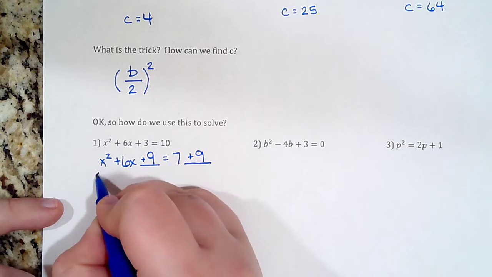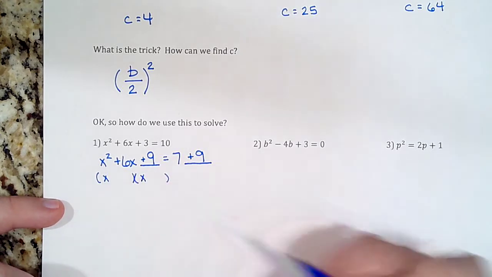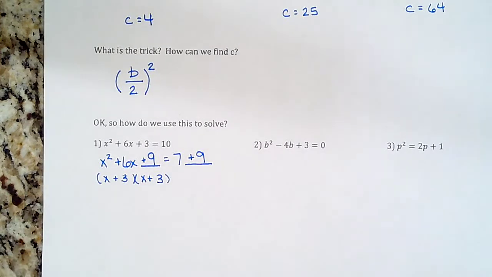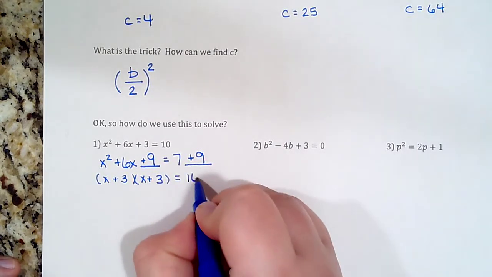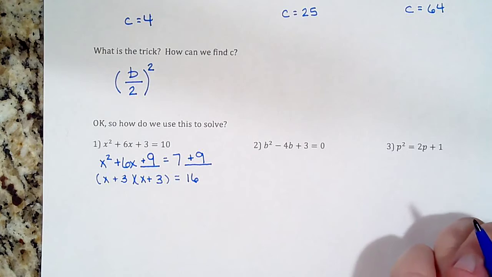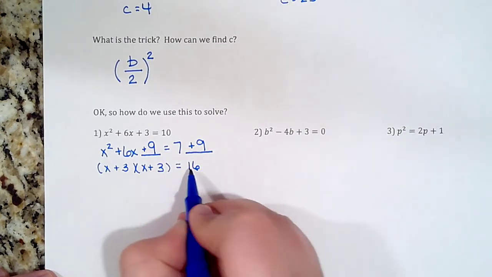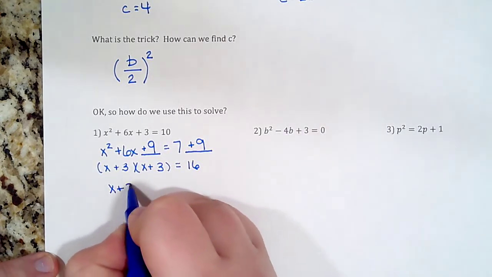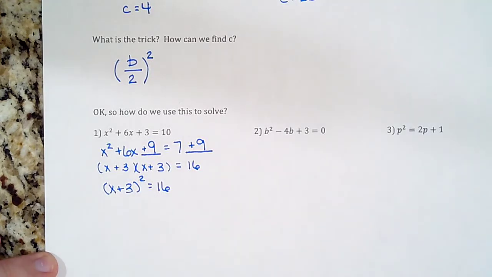Well, here's the thing. By doing that, we now have created a perfect square trinomial on the left-hand side. I can say x plus 3 times x plus 3 is the left side, and I can say that the right side is 16, just by simplifying and factoring. Well, once we're at this step, you should recognize it from yesterday's lesson as being able to be rewritten as x plus 3 squared equals 16.